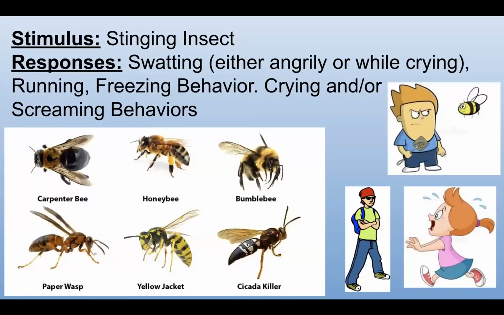And then another example that we have out here at the Environmental Center is stinging insects. Stinging insects are the number one fear stimulus that we have out here, and I've seen a variety of behavioral responses to that stimulus. I've seen kids swatting at the insects, either angrily, like they're trying to kill it, or swatting but crying at the same time, so I can definitely see that they're afraid. I've seen kids just dart and run away from the facility, and I've seen the freezing behavior.